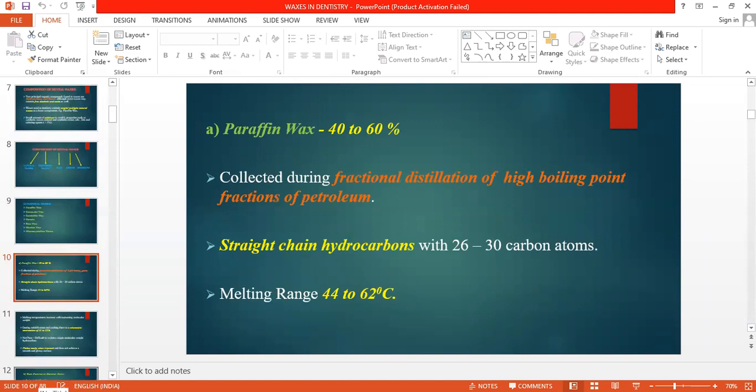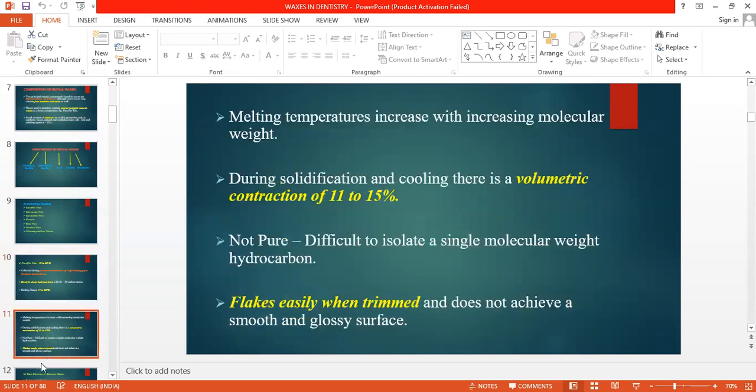Paraffin wax constitutes the major portion, that is 40 to 60% of the dental wax, and is collected during the fractional distillation of high boiling point fractions of petroleum. It is a straight chain hydrocarbon with 26 to 30 carbon atoms with a melting range of 44 to 62 degrees Celsius. It has a volumetric contraction of 11 to 15% during solidification and cooling. And also it flakes easily when trimmed and does not achieve a smooth and glossy surface.